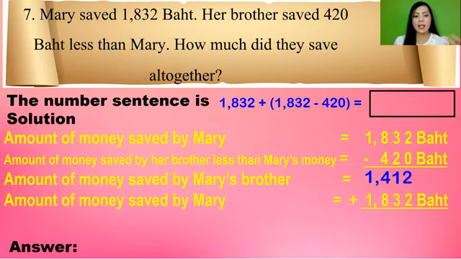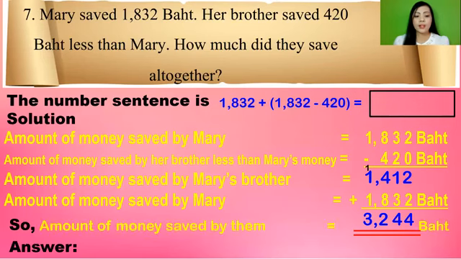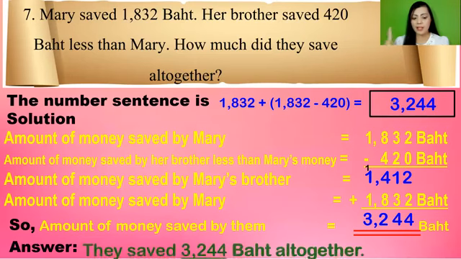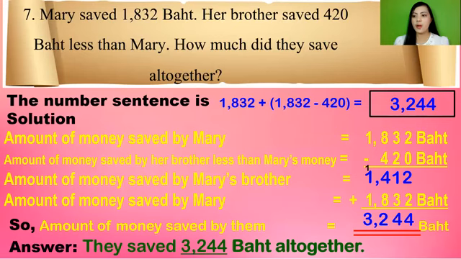Now let's add the amount of money saved by Mary, which is 1,832 baht. So 2 plus 2 equal to 4. 3 plus 1 is equal to 4. 4 plus 8 is equal to 12, 2 carry 1. So 1 plus 1 is equal to 2, plus 1 right there is equal to 3. So the amount of money saved by them is 3,244 baht. Final answer: they saved 3,244 baht altogether.